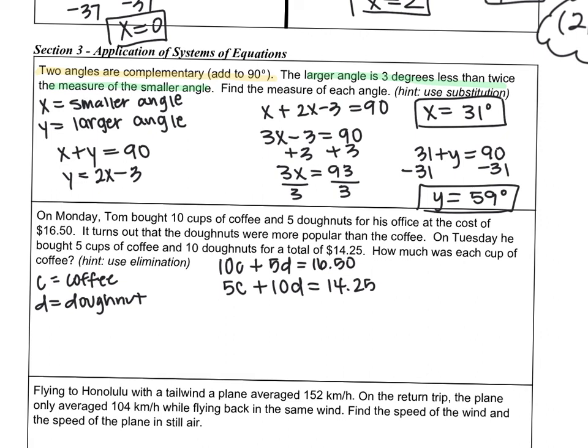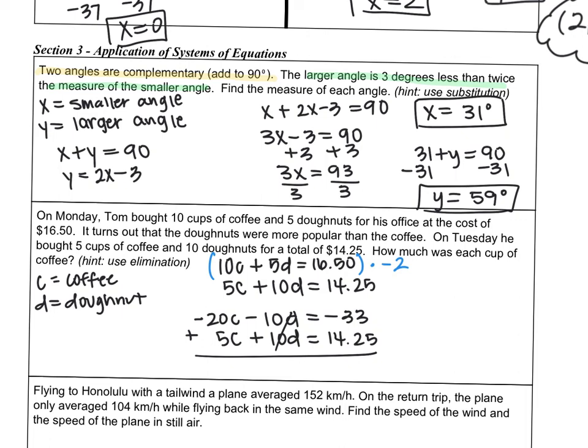And I'm going to use elimination, so I want to eliminate D, the donuts. So if I want to eliminate D, they need to both be the same. And I can easily multiply my first equation by -2 to make a 5D a 10D, and they have to have opposite signs, which is why I have to multiply by the negative. So we get -20C minus 10D equals -33. And our second equation stays 5C plus 10D equals 14.25.